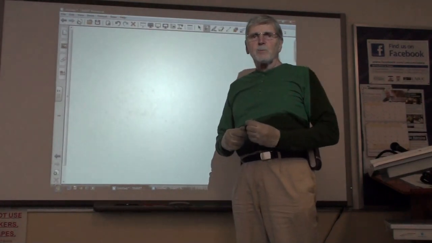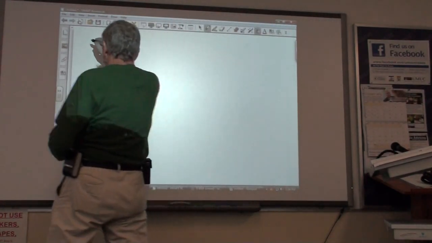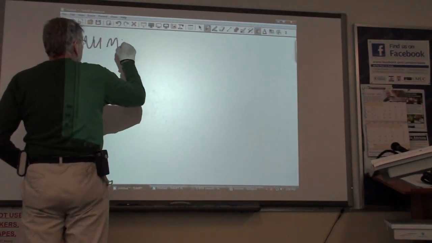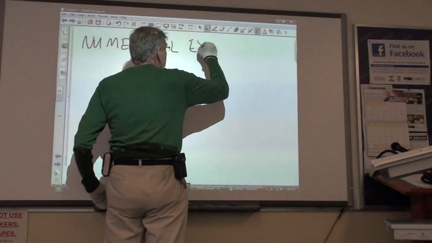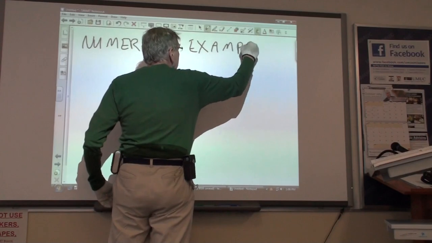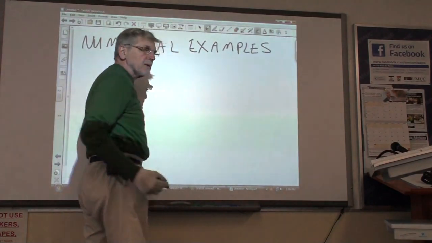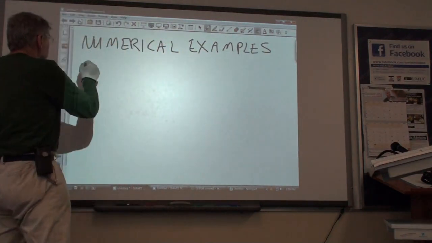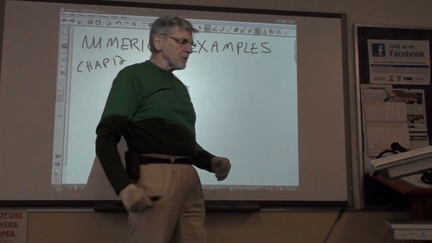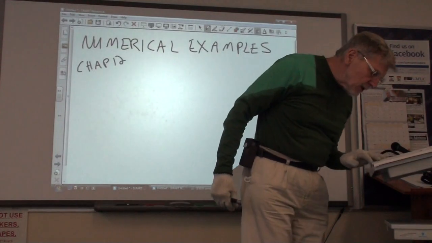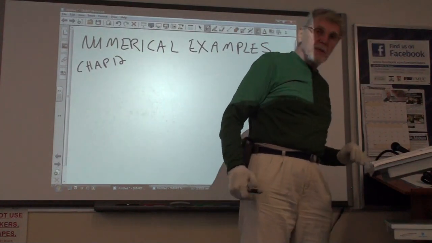We will deal with some numerical examples. These are from chapter 12. And the first problem that we're looking at is on page 327, and it is number 8.